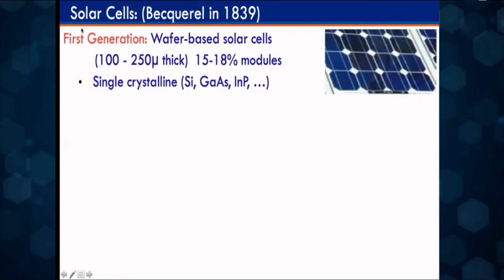Please, generation is not a good word, but you can categorize the material in a different class here. So that's the reason the word generation is being used. But wafer-based solar cells are silicon-based solar cells. These are single crystalline material.